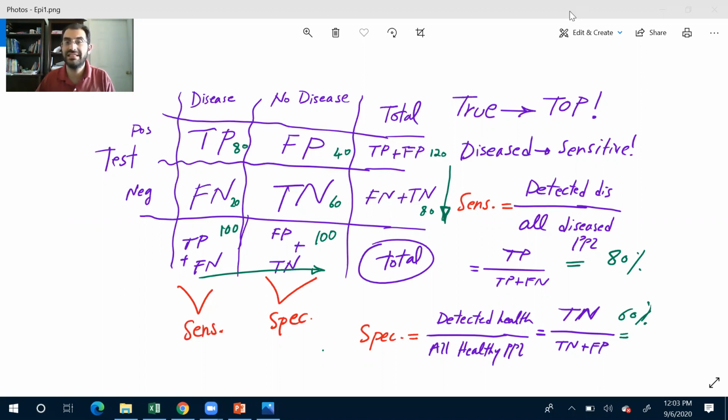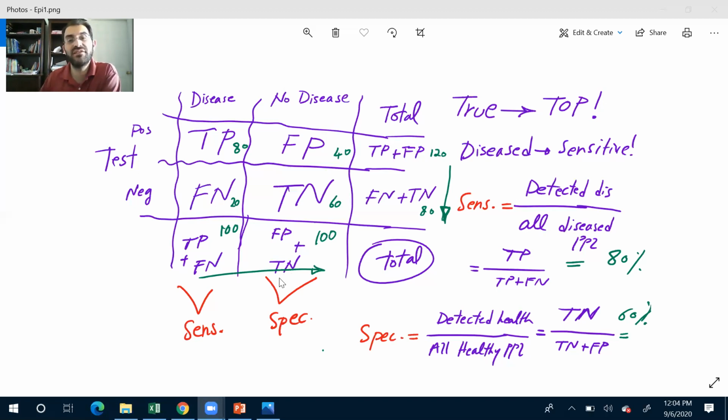what about specificity? Specificity is health detection. Sensitivity, disease people are a little bit sensitive. Specificity is looking for health. It is detected health over all the healthy people.